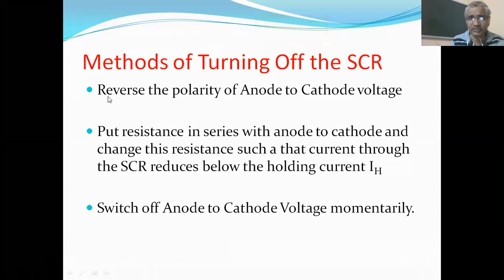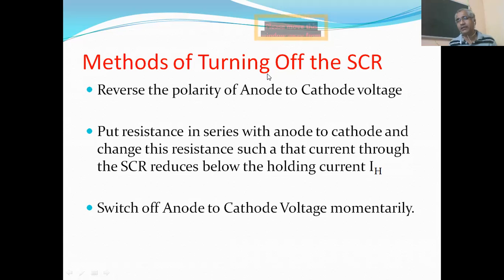We can turn off the SCR in three ways. See, the important point I told you is that the gate voltage turns on the SCR. Gate voltage turns on the SCR means once the SCR is turned on, the gate loses its control. That means the gate's role ends there. Then how to turn off the SCR? So there are three ways to turn off the SCR.